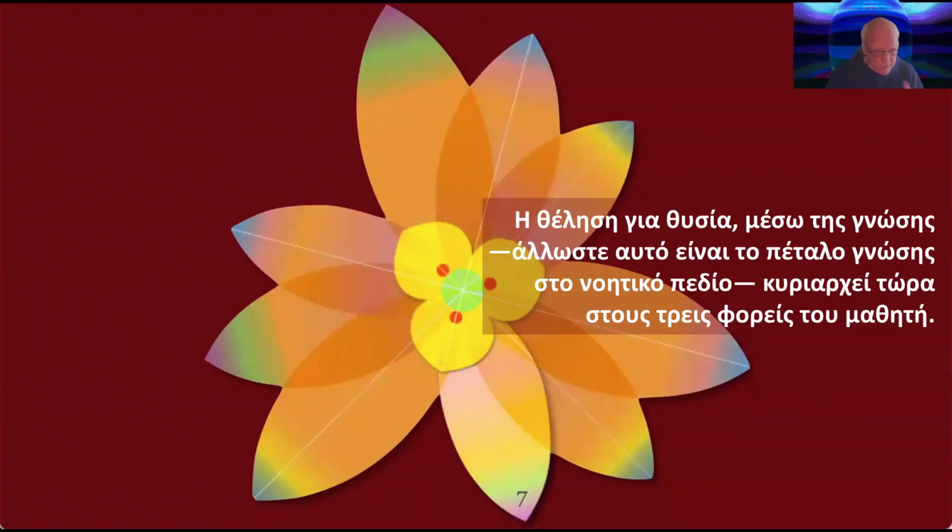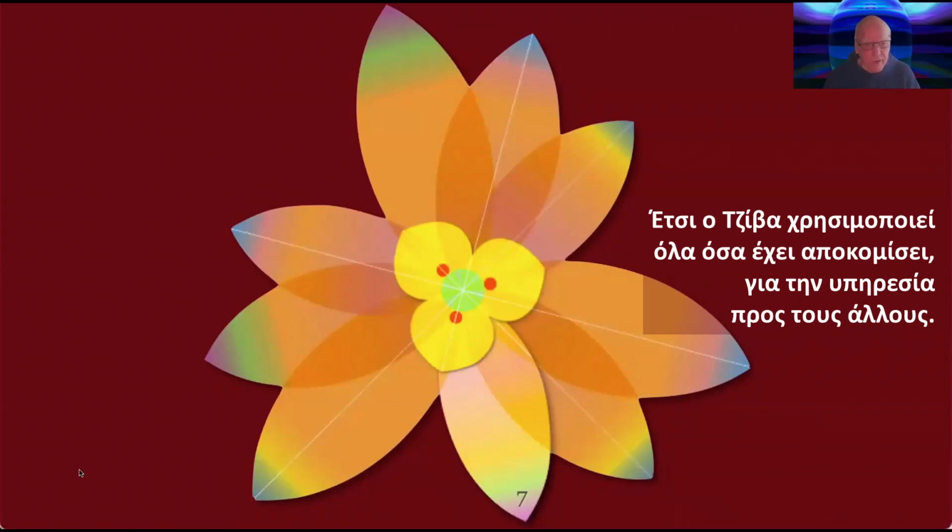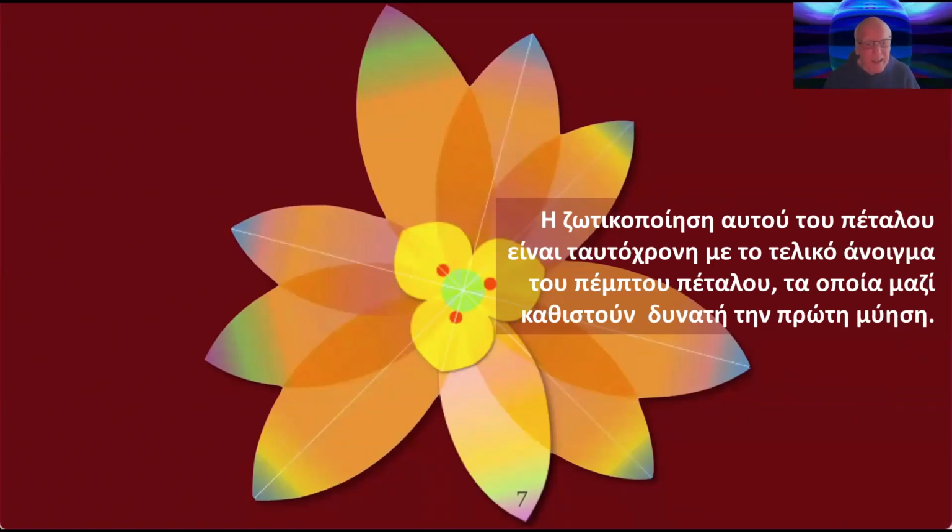After all, this is the knowledge petal on the mental plane, which now dominates the disciple's three vehicles. Thus, the jiva uses everything that has been gained in service to others. Vitalization of this petal is synchronous with the opening of the 5th petal, which together makes possible the first initiation.